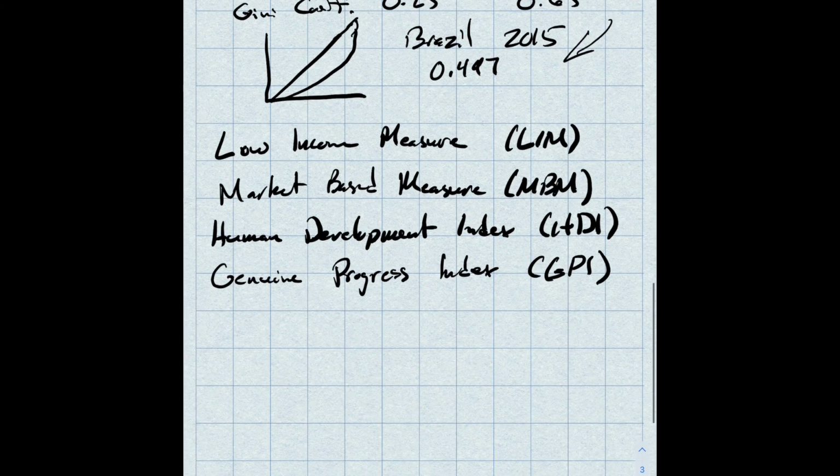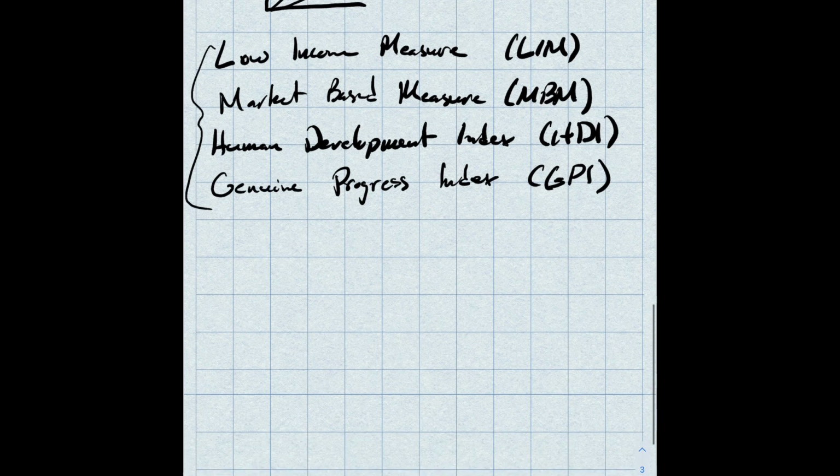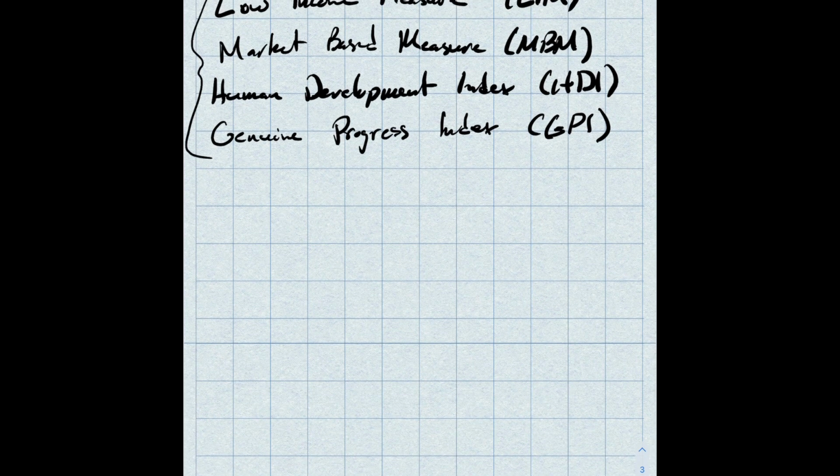Now, the next part, these are different ones. I'm hoping some people came across these when they looked at their things. There's tons of different measurement tools you can use: low income measure, market-based measure, human development index, genuine progress index. These are all ways to measure equality in society, how well economies are doing in various measurements, and they take into account different things. The entire point of this video is for you to understand some of these different models and measurements.